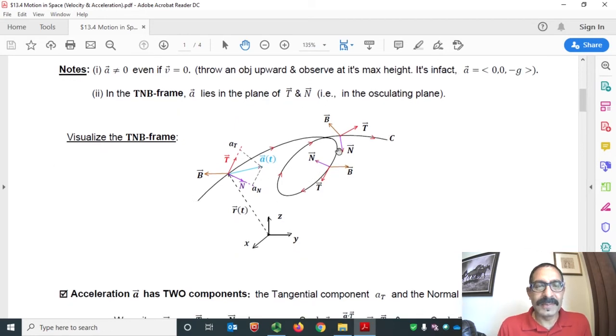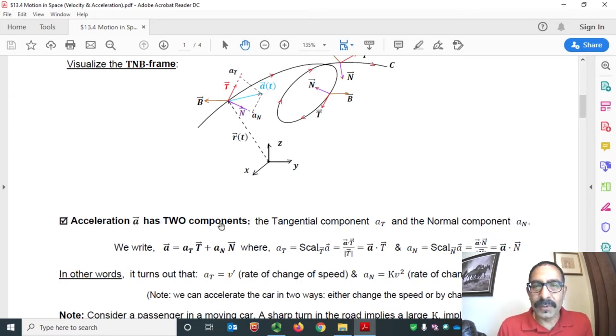That's the space curve. The unit tangent vector points in the direction of the flow, and the normal points in the direction where the curve is turning into. So this is the N direction, and this is the binormal direction, which is simply T cross N. And acceleration lies in the plane containing T and N. So acceleration is in these directions.